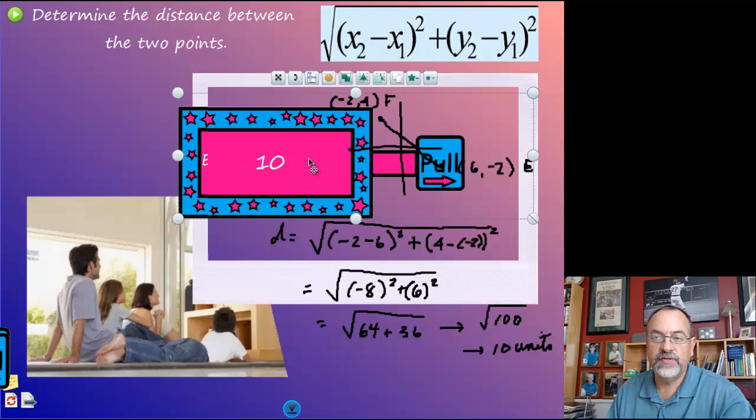So that's how you use the distance formula. It's simply taking the x values of the two endpoints, and then the y values of the two endpoints, and substituting them into the distance formula.